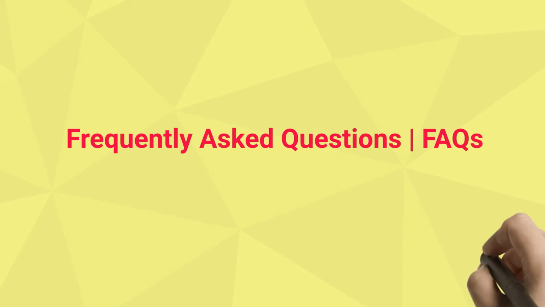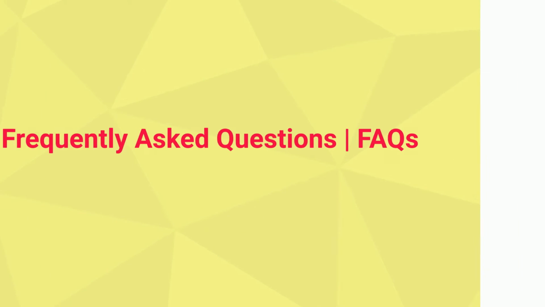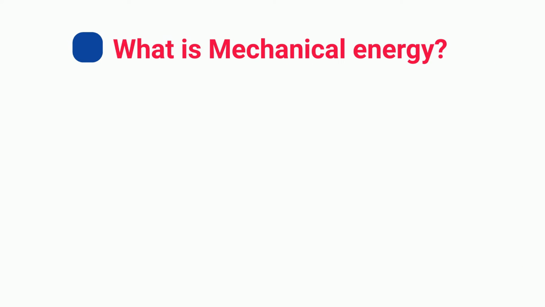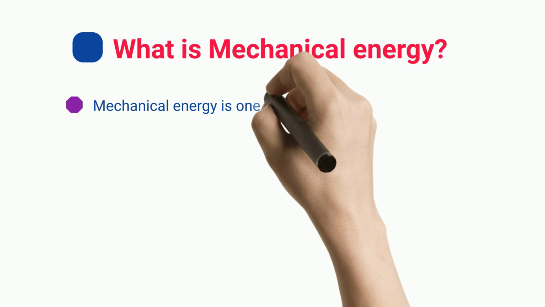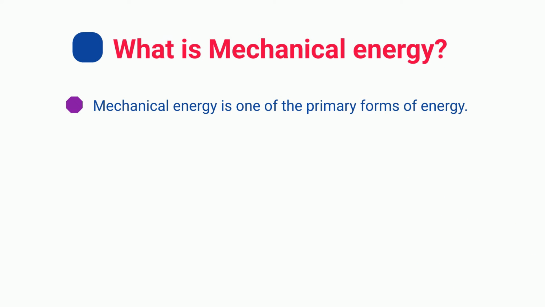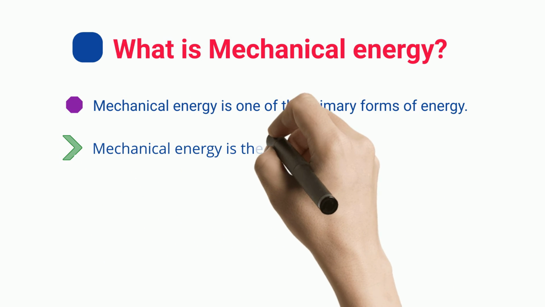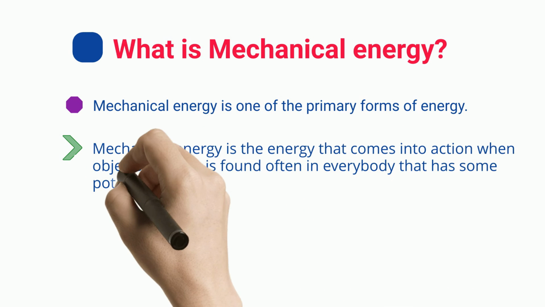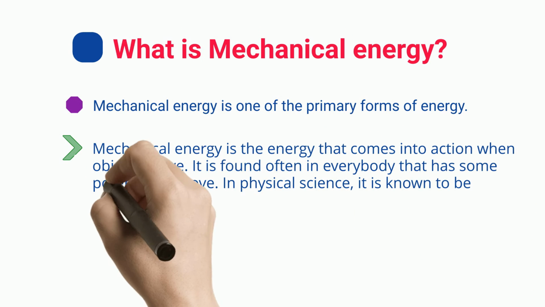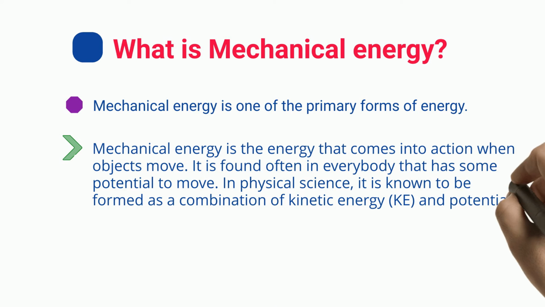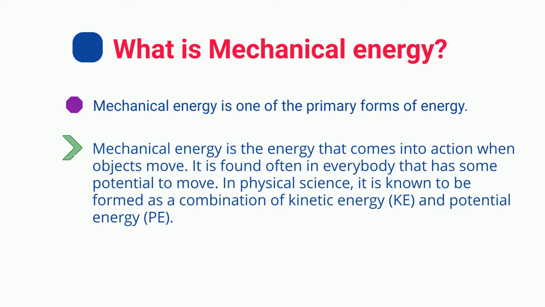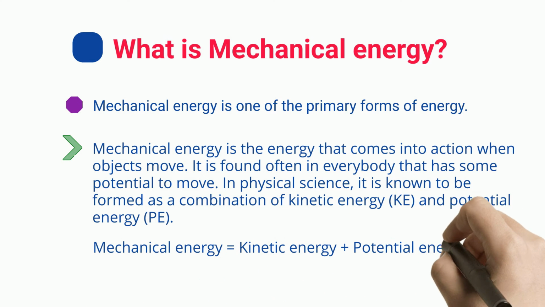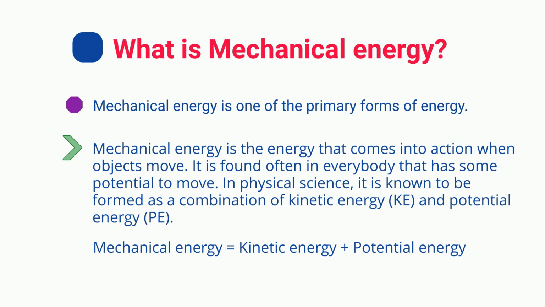Frequently asked questions, FAQs. What is mechanical energy? Mechanical energy is one of the primary forms of energy. It is the energy that comes into action when objects move. It is often found in any body that has some potential to move. In physical science, it is known to be formed as a combination of kinetic energy, KE, and potential energy, PE. Mechanical energy equals kinetic energy plus potential energy.